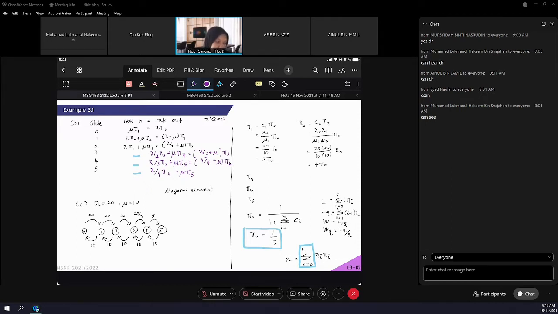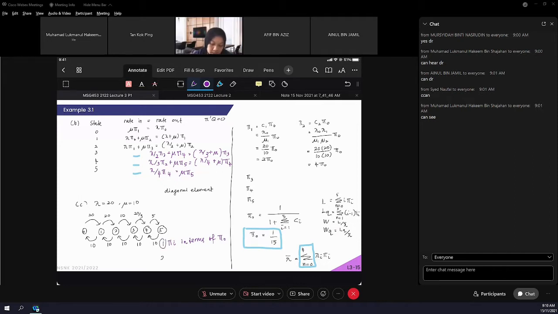And then question C, you have your lambda equals 20 and your mu equals 10. So you just substitute the values in your rate diagram. Remember what you have to do first. The important thing is you need to express your pi n in terms of pi naught. So this is step number 1.